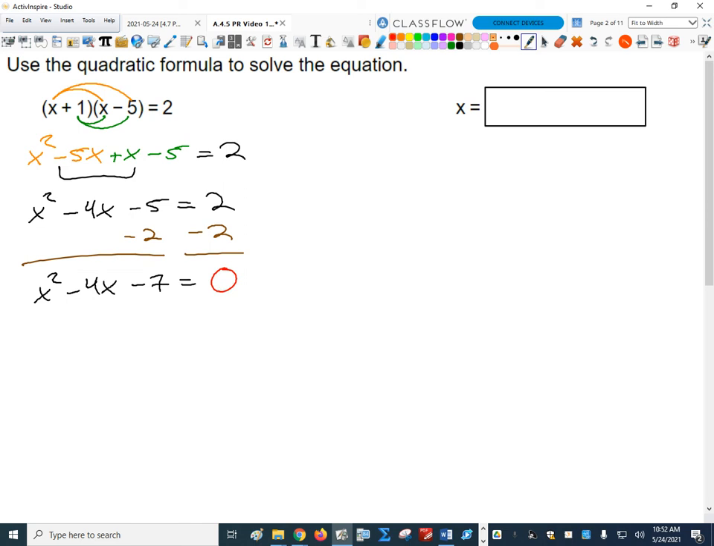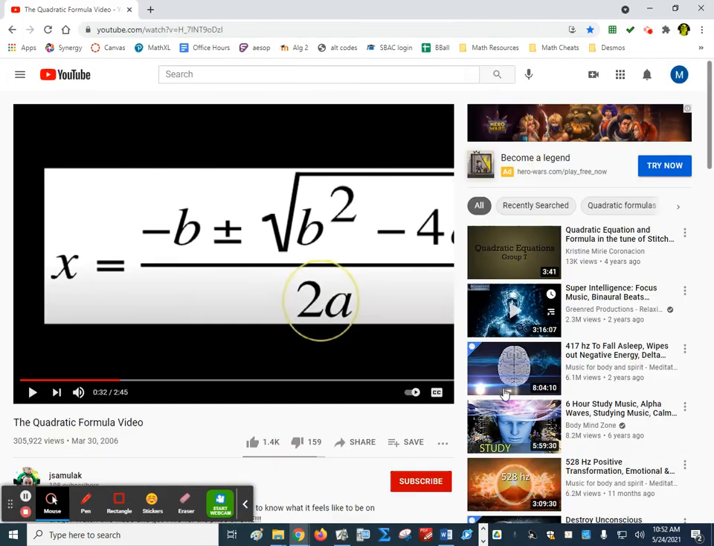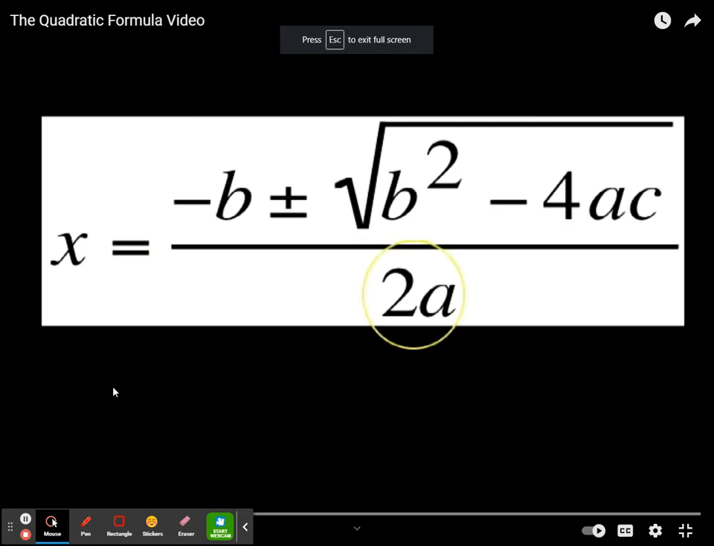And now we just need the quadratic formula, okay? You don't want to have to be looking that up every time, so we're going to take just a second, and you guys are going to memorize it. Here's how you're going to memorize it.